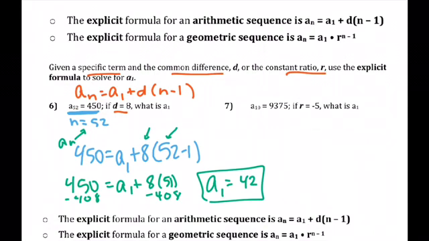So you didn't have to subtract 8, 51 times. That would be terrible, even if you did have a calculator. But that's how you would do that. So you just use the equation to work backwards to what it is that you need to find. So let's try another one.